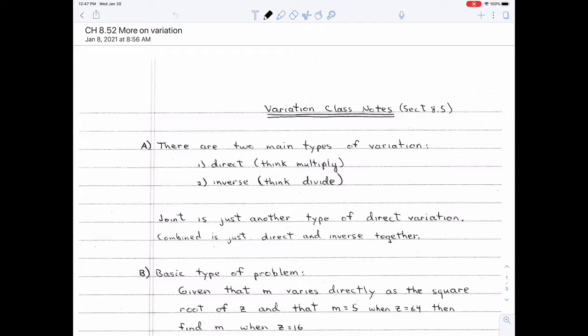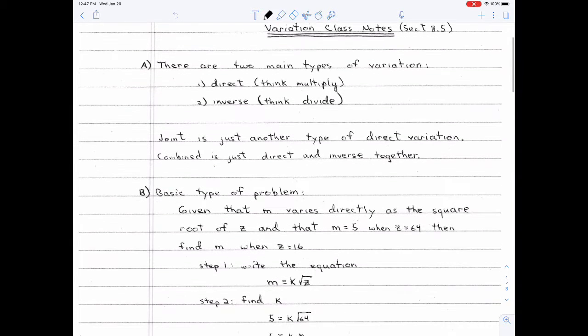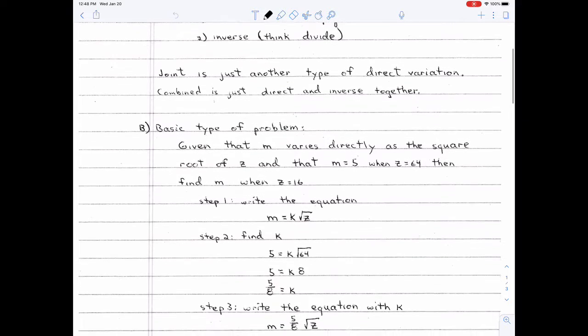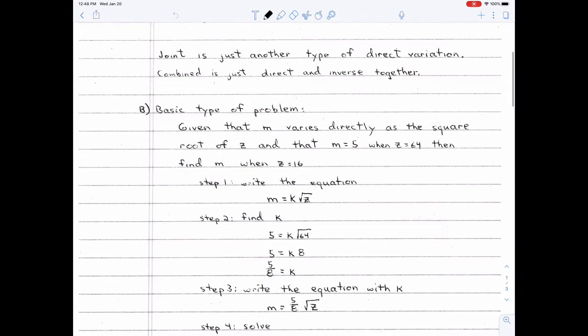Bonjour, mathletes. Okay, again, there are basically two main types of variation: direct variation, in which you multiply by the constant of variation, and inverse variation, in which you divide. Okay, I just want to go through some examples. It's already all written out for you. I'm just going to talk through it pretty quickly, so if you have a question, ask.